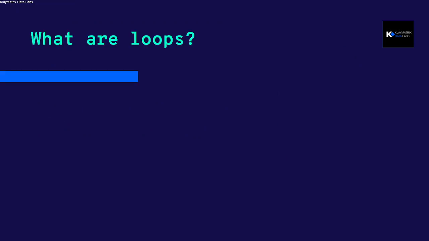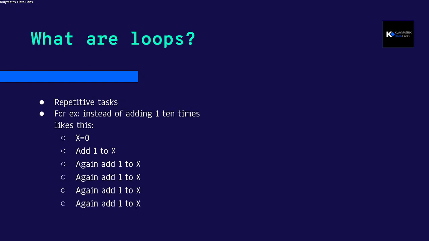Now, before we get into these loops, let's first try to understand what loops are. Loops can be understood from the point of view of thinking about a repetitive task. If you are repeating a task, you most likely would like to use a loop in a programming language. So in layman's terms, let's try to understand it from this simple example. Let's say you want to add the number one 10 times like this.